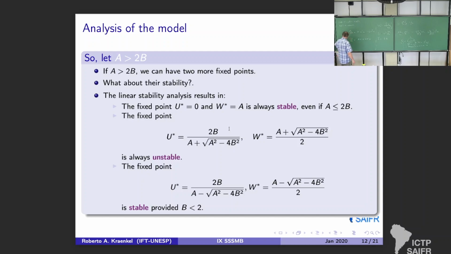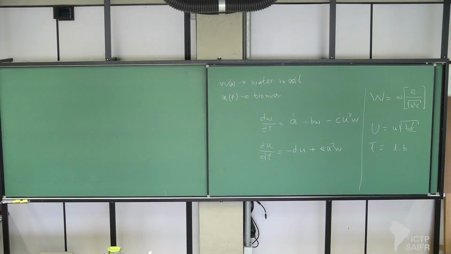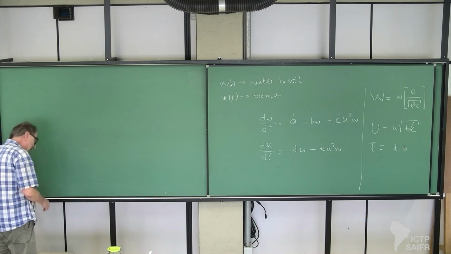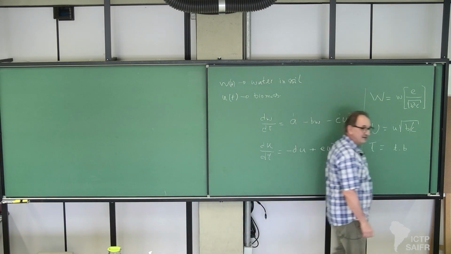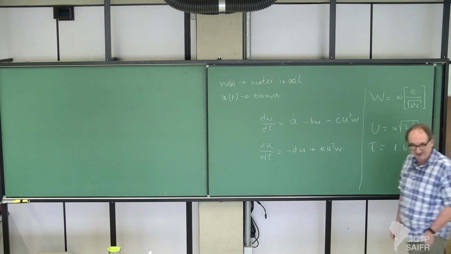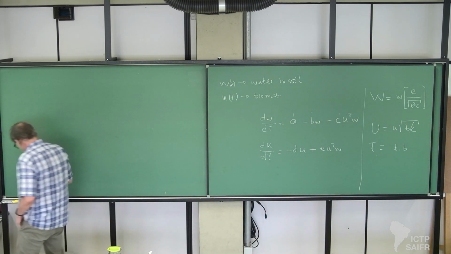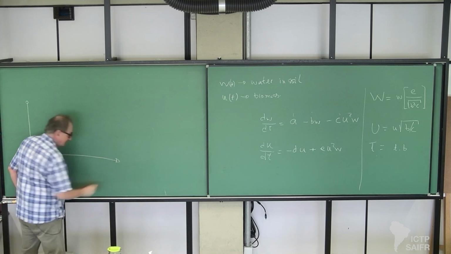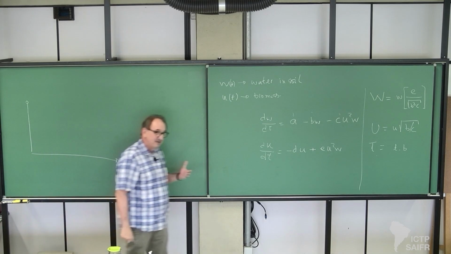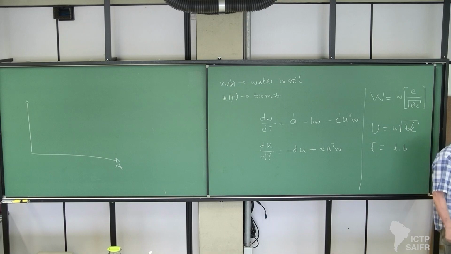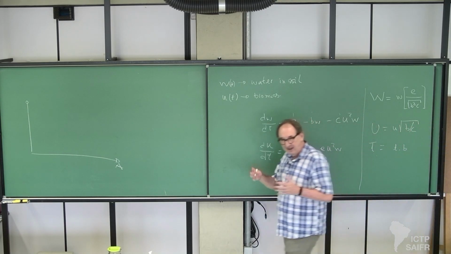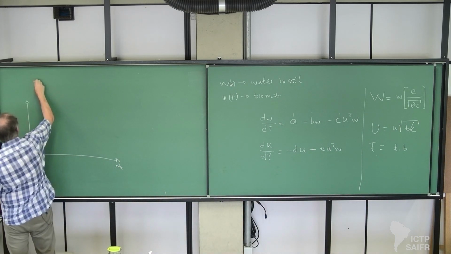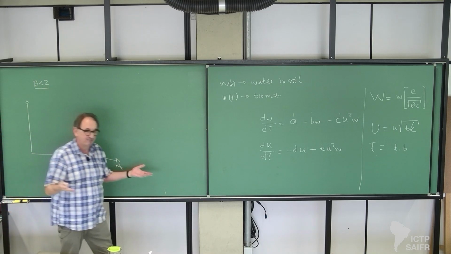Now let's put it on a bifurcation diagram. I think maybe Renato already talked about bifurcation diagrams. Have you heard about them? Okay, let's look for a very simple one. Here I want to put A, which is proportional to the amount of rainfall, and I want to plot the values of fixed points as they depend on A. I will assume that B is smaller than 2 in order to have at least 2 fixed points.